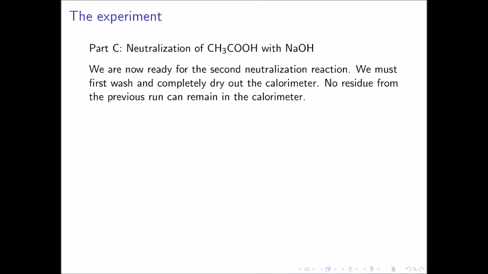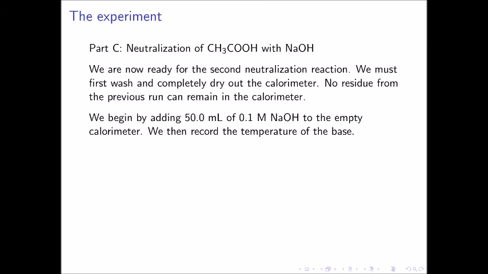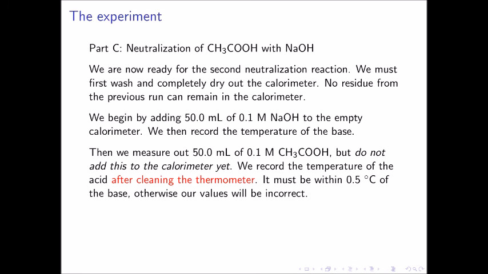The final part of this experiment is the neutralization of the acetic acid with sodium hydroxide. We first must wash and completely dry out the calorimeter. We don't want any residue from the previous run remaining in the calorimeter. As before, we begin by adding 50 milliliters of 0.1 molar sodium hydroxide to the empty calorimeter and record the temperature. Then we measure out 50 milliliters of 0.1 molar acetic acid, and again do not add this to the calorimeter until we're ready to begin the run.